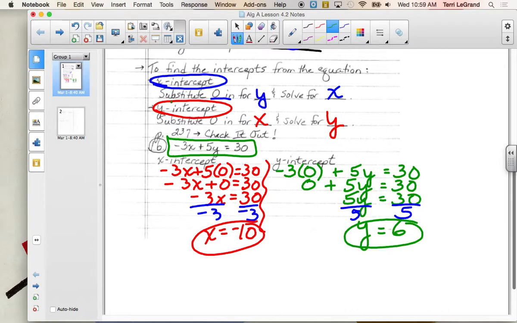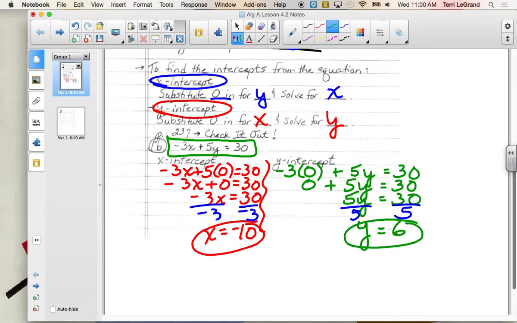So, let me just give you a little bit of a picture of this. If we would have made a table, with a function rule, picked some x values and graphed it, Cameron just said it would cross the x-axis at negative 10. 1, 2, 3, 4, 5, 6, 7, 8, 9, 10. There's where it's going to cross the x-axis. It will cross the y-axis at positive 6. 1, 2, 3, 4, 5, 6.